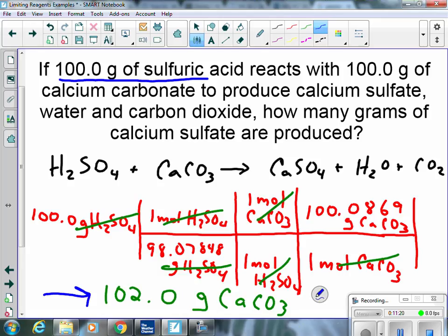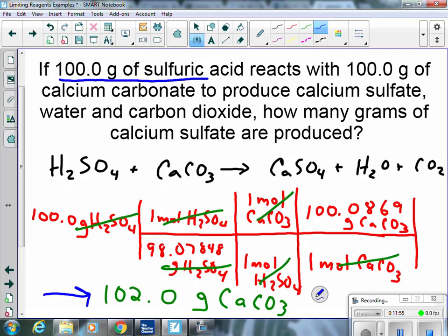No. Okay? This just tells me where I need to start. Did I use up all of my sulfuric acid? No. So if I would go mass of sulfuric acid to calcium sulfate, it would be wrong, because not all of that is used up. There is excess of it. So I need to take my limiting reagent and then go mass to mass.